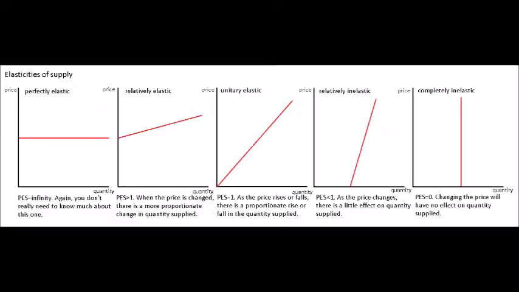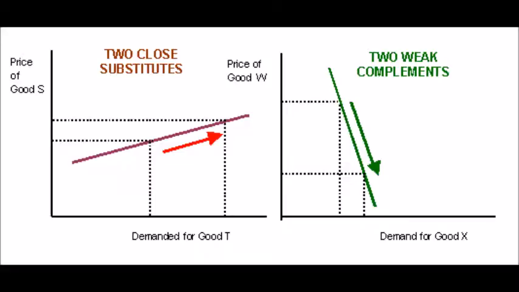When the PES is perfectly elastic, that means supply is infinite at any one price. When the PES is perfectly inelastic, only one quantity can be supplied. With unit elasticity of the PES, it would be a linear supply curve, and the slope would be 1. Next, we will discuss the cross-price elasticity of demand, which measures the responsiveness of the quantity demanded for a good to a change in the price of another good, ceteris paribus.